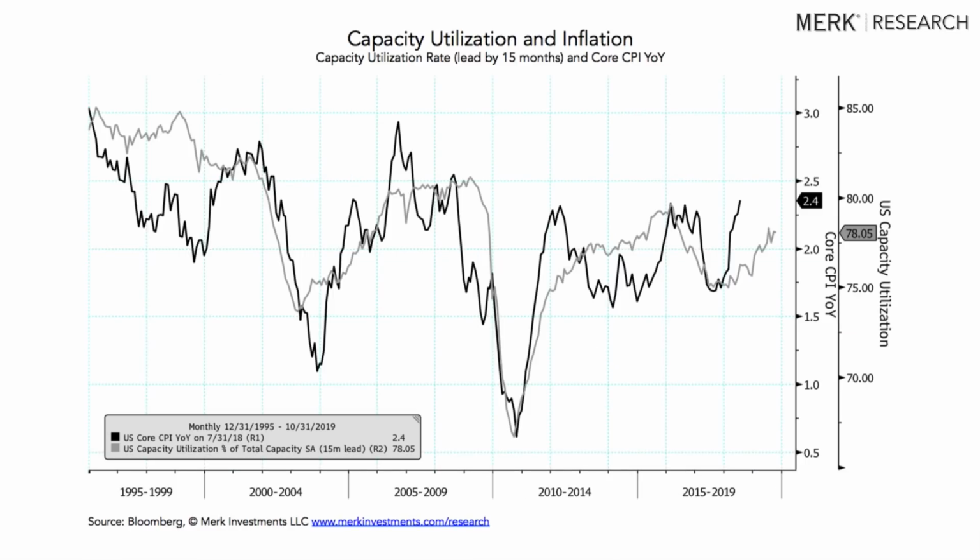Then capacity utilization, that's the gray line here. That's led by 15 months to show the potential leading indicator quality here. That has been generally trending higher, and we've got the core CPI year over year in black, although that has really shot higher in the past few months.